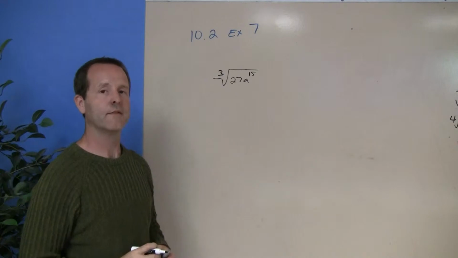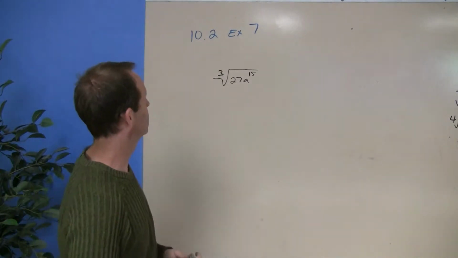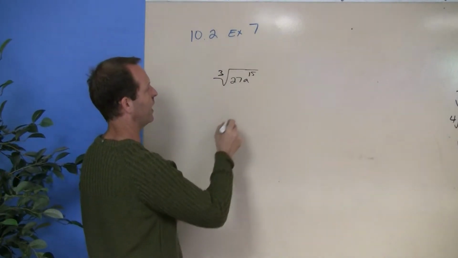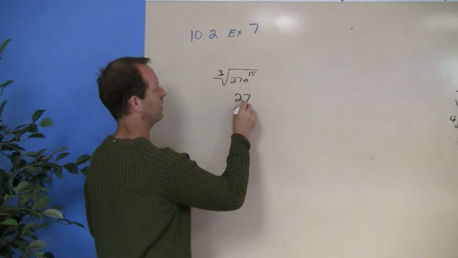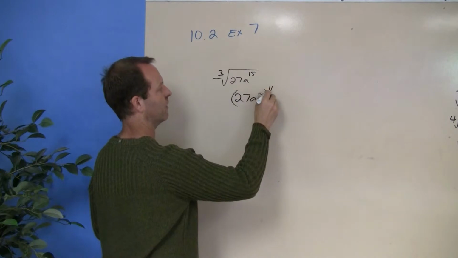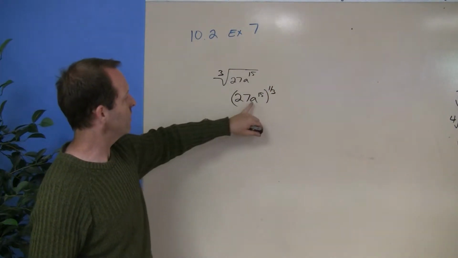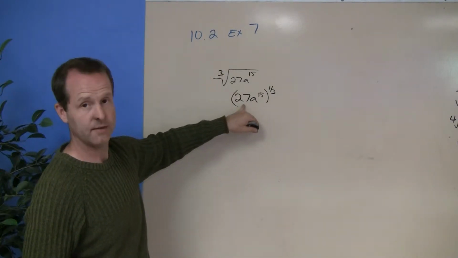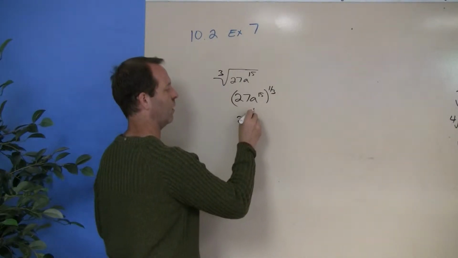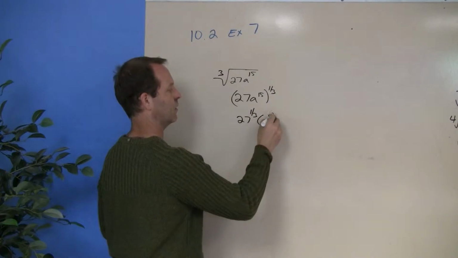I had the cube root of 27a to the 15th. Well, yikes. All right, so let's change it to exponent form, and the proper change becomes 27a to the 15th, everything to the 1/3. That 1/3 applies both to the base of a and to the base of 27. So I'm going to spread that out, so that becomes 27 to the 1/3, a to the 15th to the 1/3.